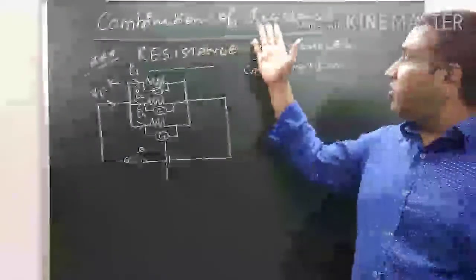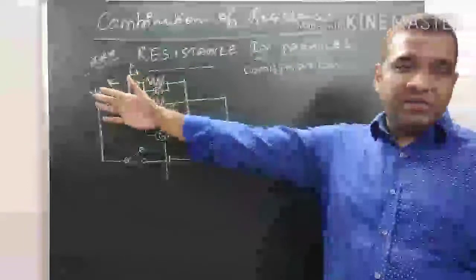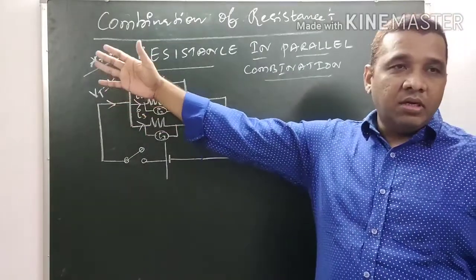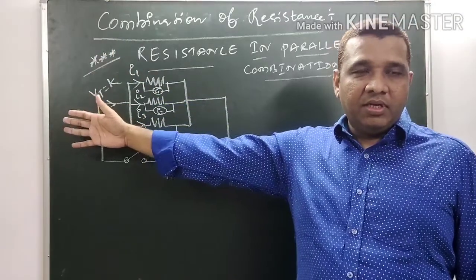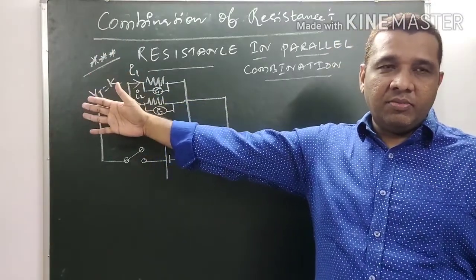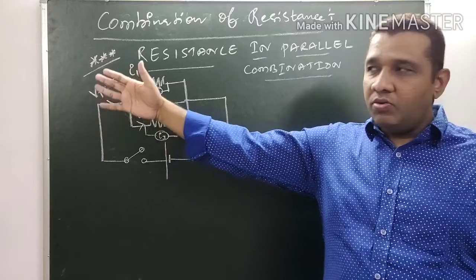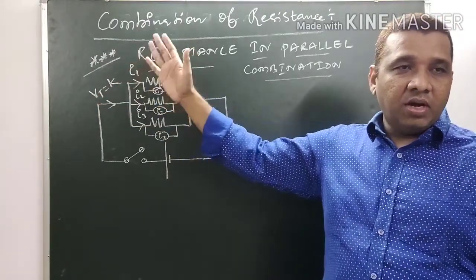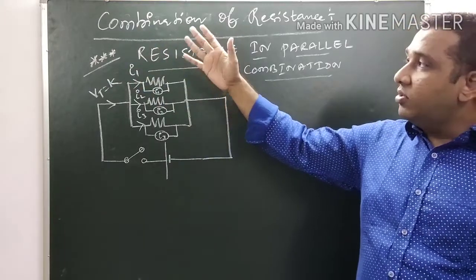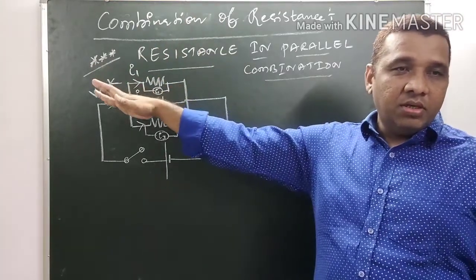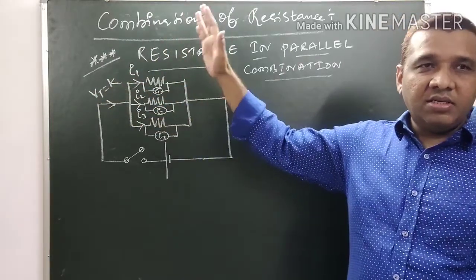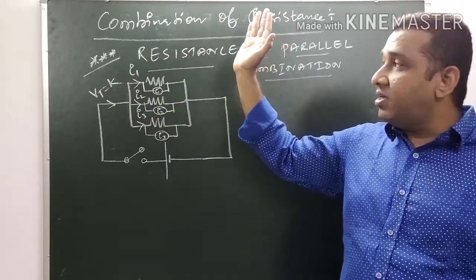So, in the combination of resistance, in the last class we discussed the resistors which are connected in series combination, and we have also derived it. We have seen its derivation, that is RT is equal to R1 plus R2 plus R3. So in series combination, the electric current remains constant and the voltage is divided at the respective resistors.